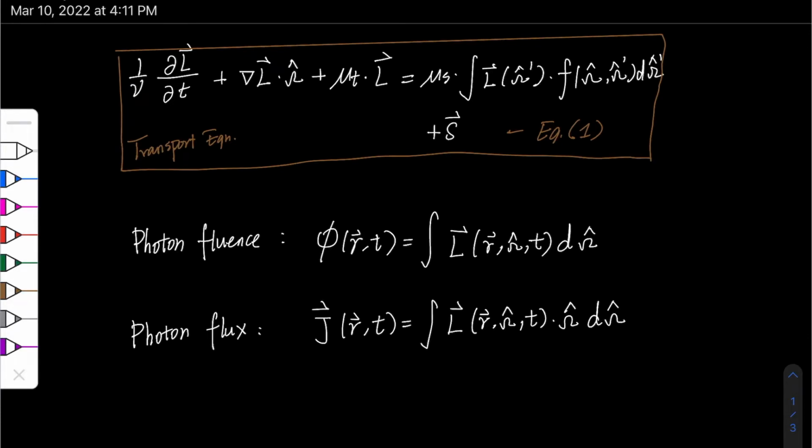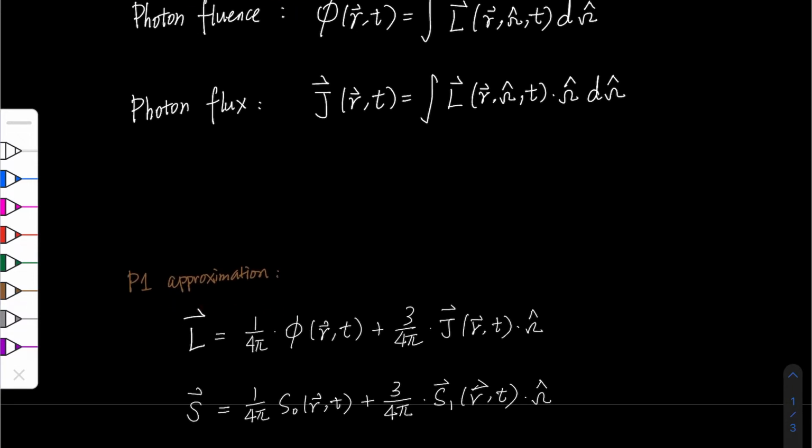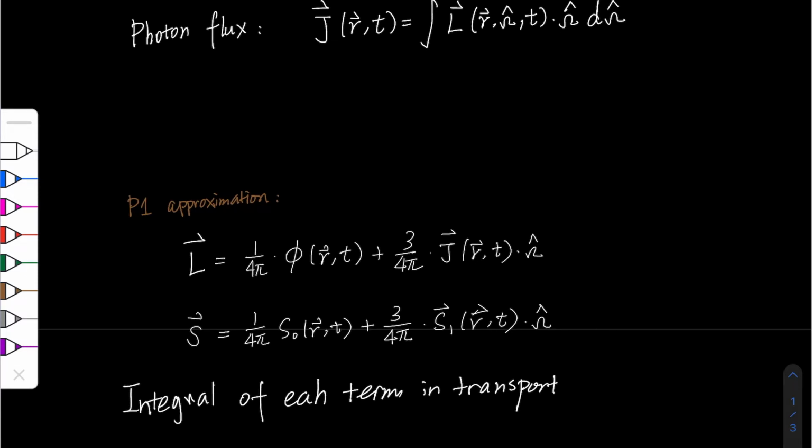Now we have the transport equation. We also have the photon fluence and photon flux defined, and the P1 approximation of L and also the source S. So the next thing we will do is take the integral of each term in the transport equation over the direction omega hat.